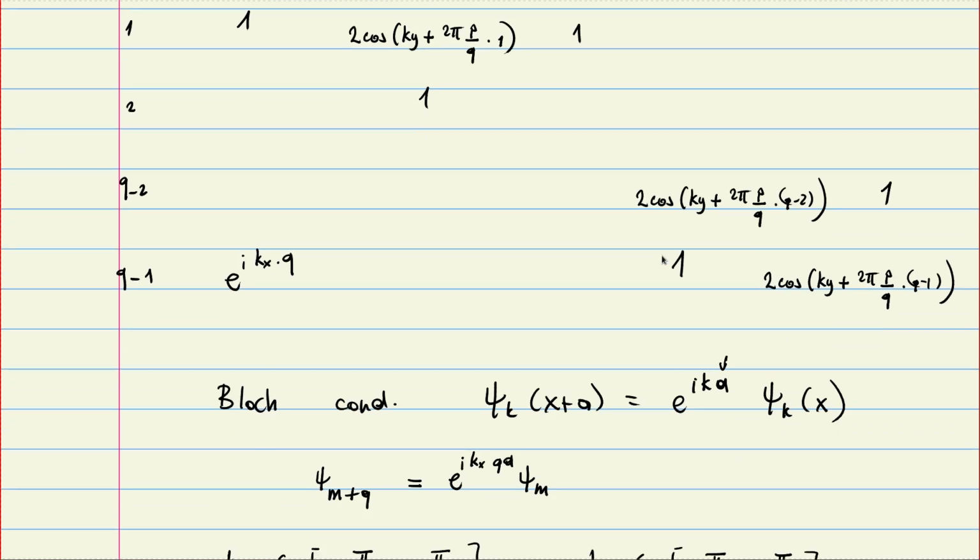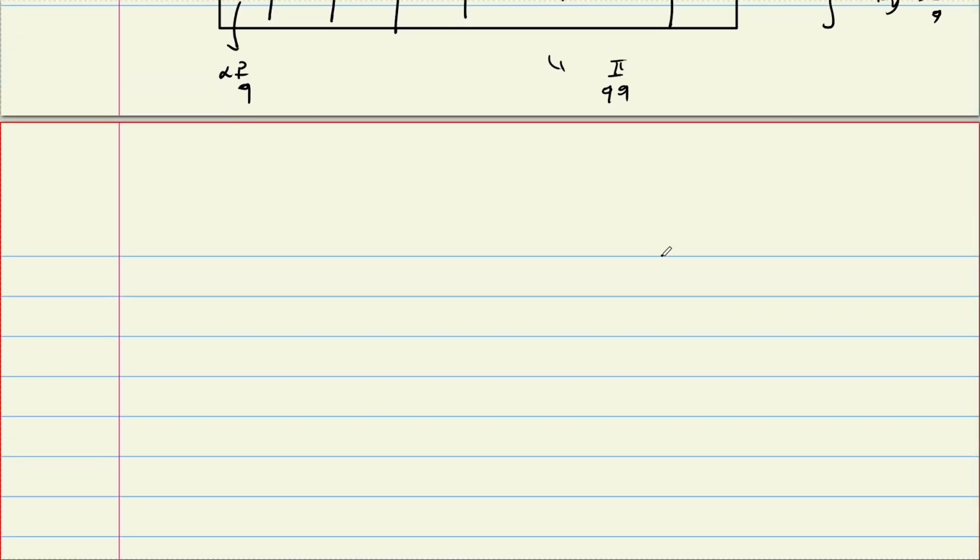So here, let me just start with, let's choose 2 pi phi over phi naught to be, or this is p over q equal to 1 over 2.